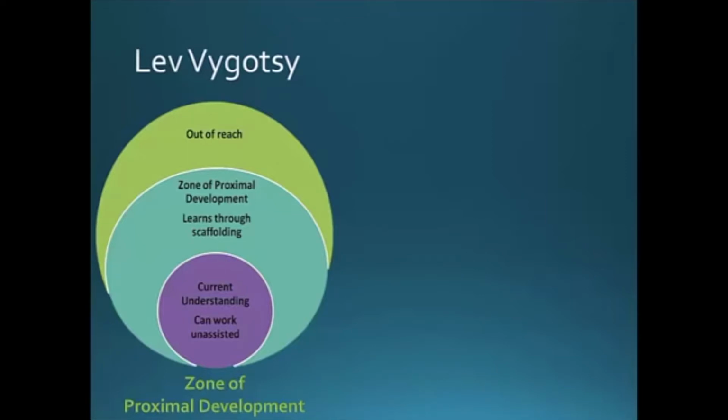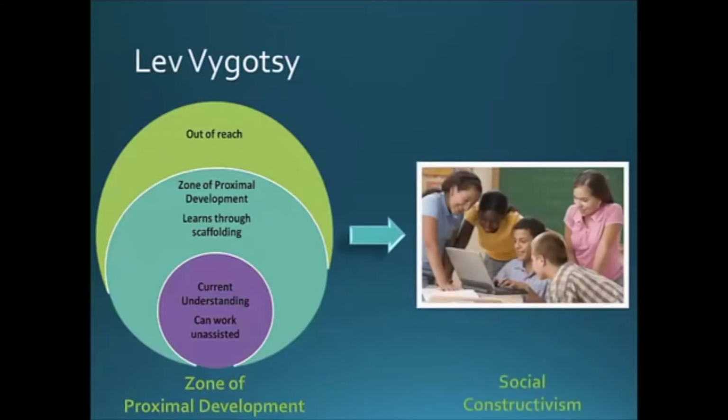Furthermore, after this assistance, he will then be able to actually complete the goal independently and work unassisted. While Vygotsky shared some of Piaget's views, he was more interested in how our intellectual development changed and evolved from birth until death, and he placed more emphasis on the social aspect of learning. It is because of this interest in the social aspect of learning that Vygotsky is credited with social constructivism.